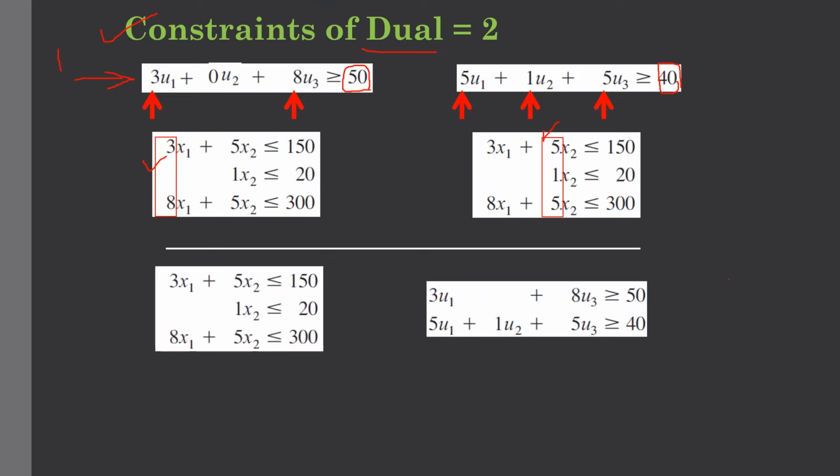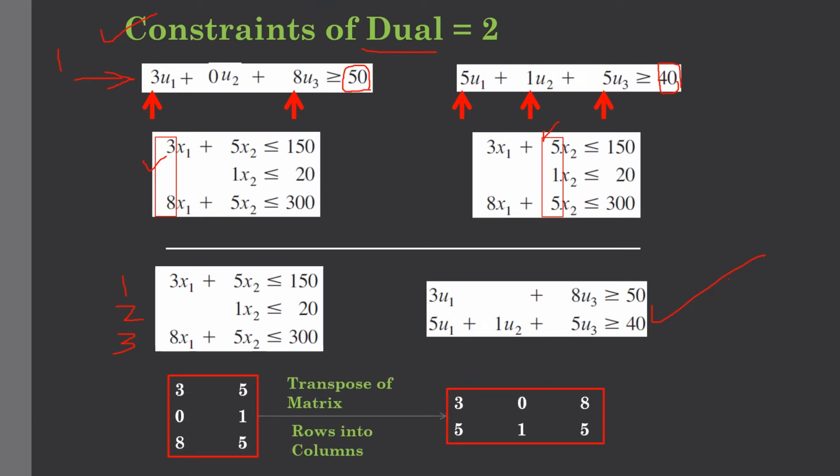So if we consider these constraints in the primal, we had 3 constraints basically, and then for these constraints we should have 3 dual variables, and we have u1, u2 and u3. And for 2 variables in the primal, we have 2 constraints. We have 2 constraints in the dual.